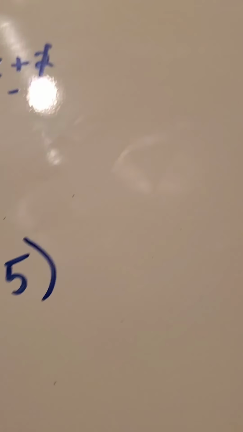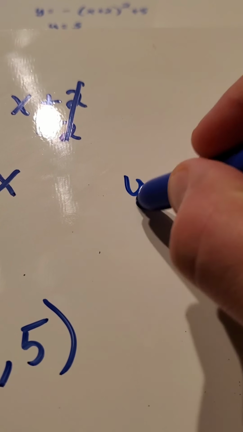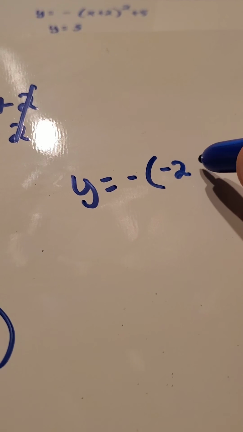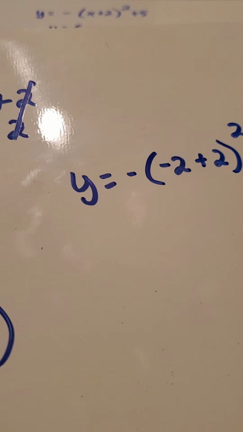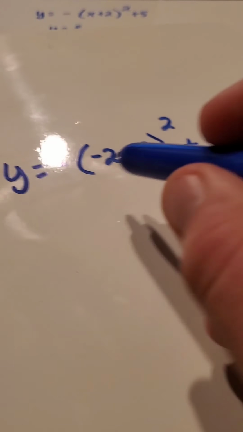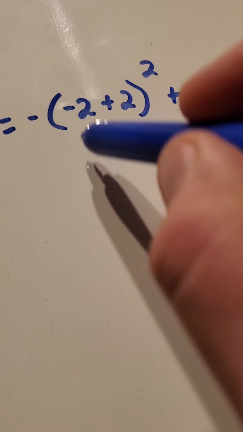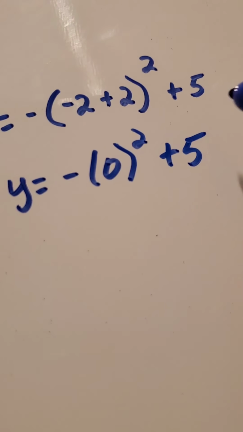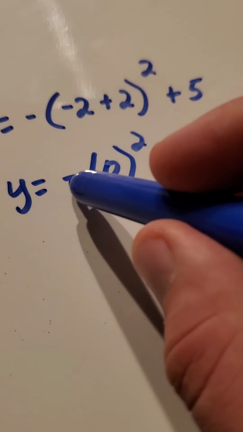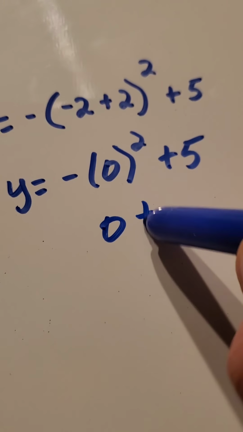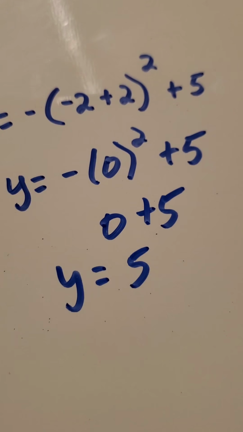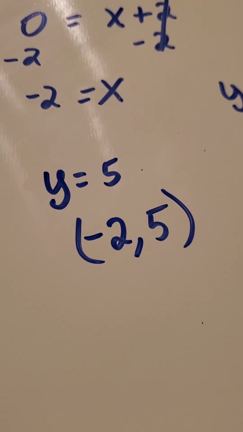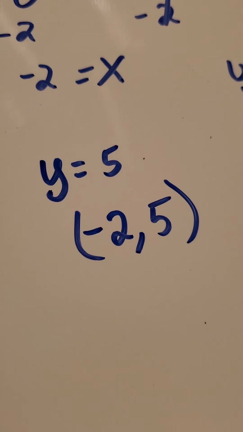And if you didn't believe me right there, we could plug it into our first equation, the quadratic. We could say y equals negative x plus 2 quantity squared plus 5. We were looking at x equals negative 2, so we're plugging in negative 2 for x. Well, what's negative 2 plus 2? That's going to go to 0. So we have y equals negative 0 squared plus 5. Well, 0 squared is 0. 0 times negative is 0. So we're essentially saying 0 plus 5 here. So y is going to equal 5. So in case you didn't believe me from that first part, yeah, we can prove it. And we end up with one solution here at the point negative 2, comma 5.